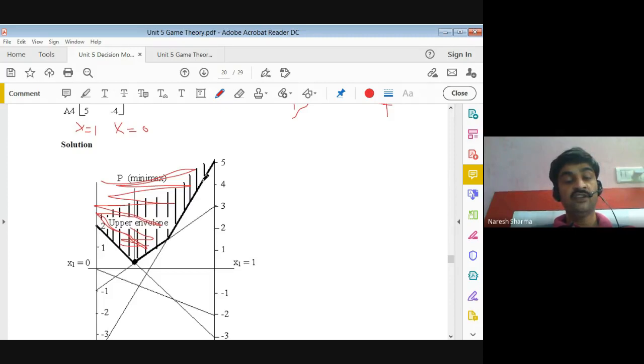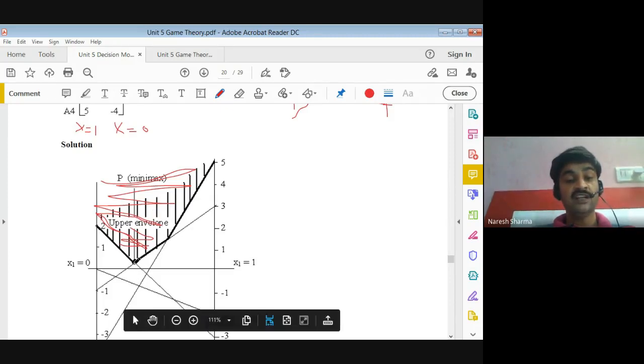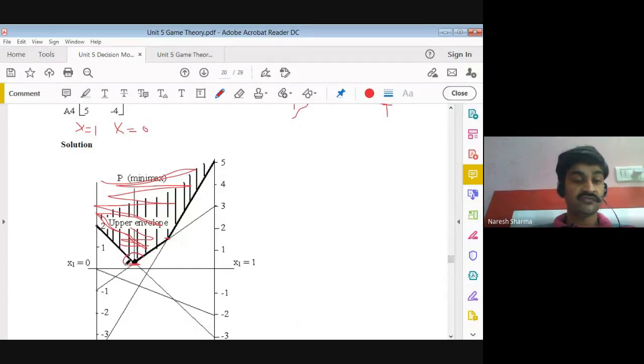So in row wise we can find the max min value. But here we can find the minimum value out of these intersecting points. So we have 2 intersecting points and the minimum value is this one. So this we can choose.